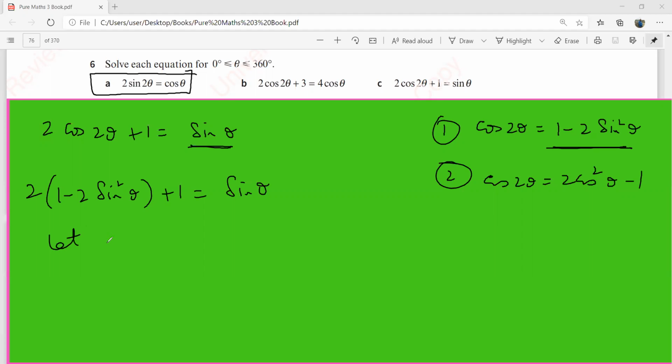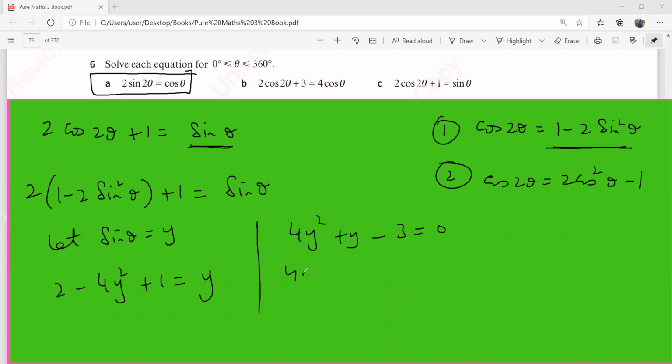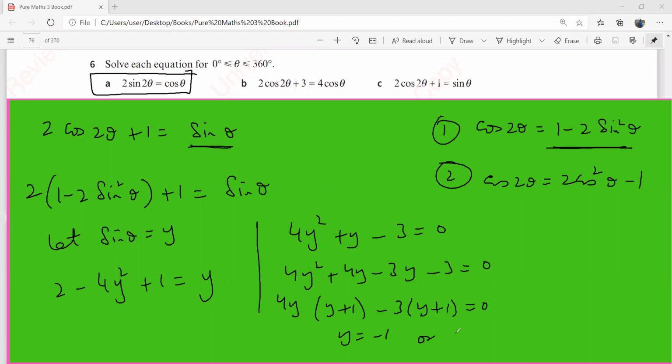You can simply say let sine theta equal y. So this becomes 2 minus 4y square plus 1 equal to y. And that is a simple quadratic equation now: 4y square plus y minus 3 equal to 0. Then you can factorize it like this. If you can't factorize this, you must be able to use the quadratic formula. So it is minus 3 into y plus 1, and you have y equal to minus 1, or y equal to 3 over 4.